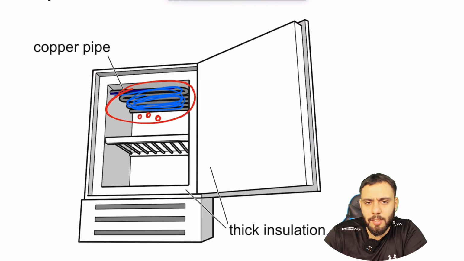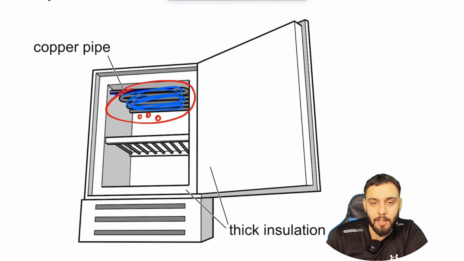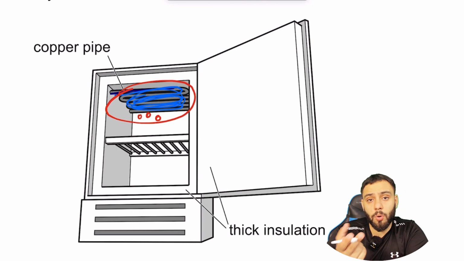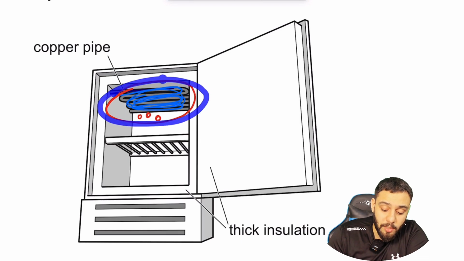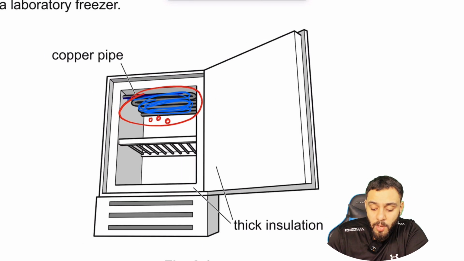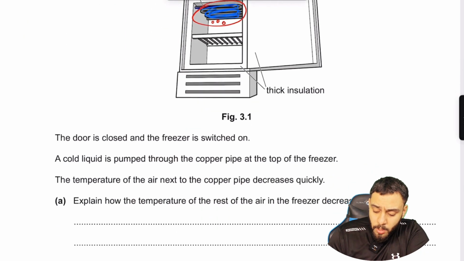We discussed this in the chapter on transfer of thermal energy. You can look at that lecture as well. I will place the link in the description. In that particular lecture, I explained how the process of convection actually happens in freezers and air conditioners. So you can look at that.